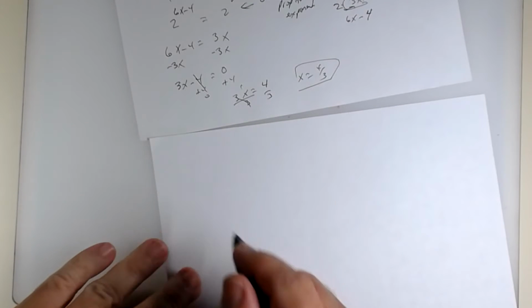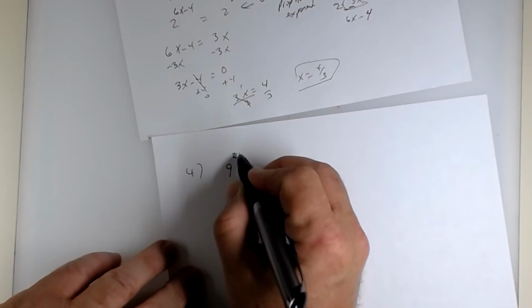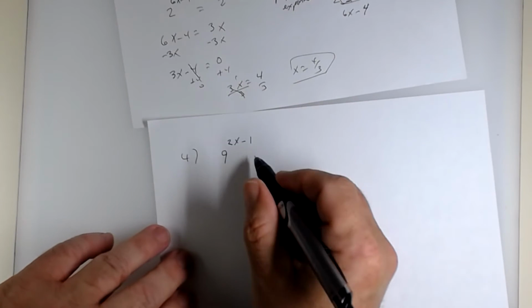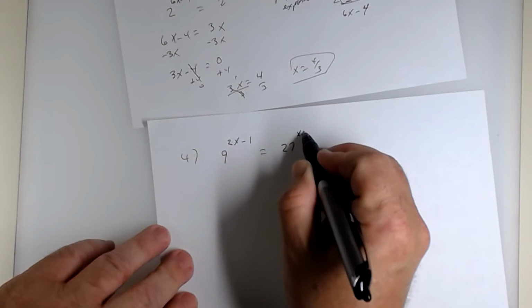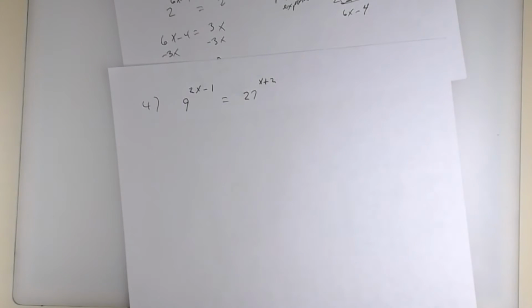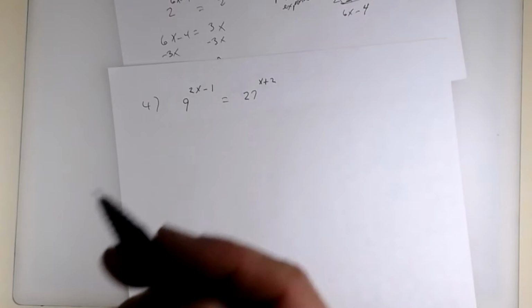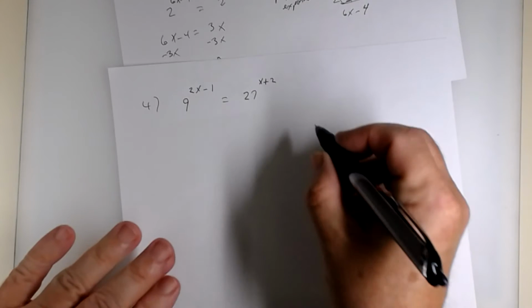All right, suppose we had number 4. We had 9 to the 2x minus 1 equal 27 to the x plus 2. Yeah, there's no way you can use base 9, right? Because there's no way you can write 27 as 9 to an integer power. But you do know that in terms of prime numbers, what prime number goes into 9 and 27? 3.